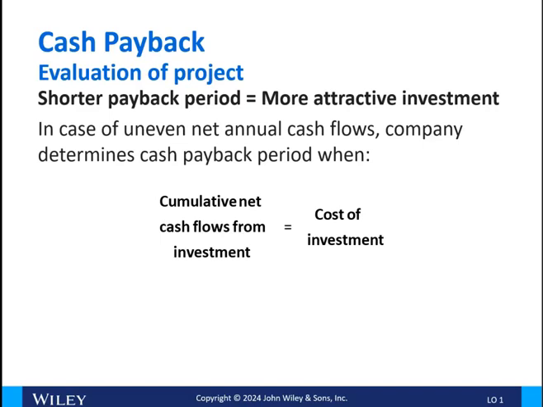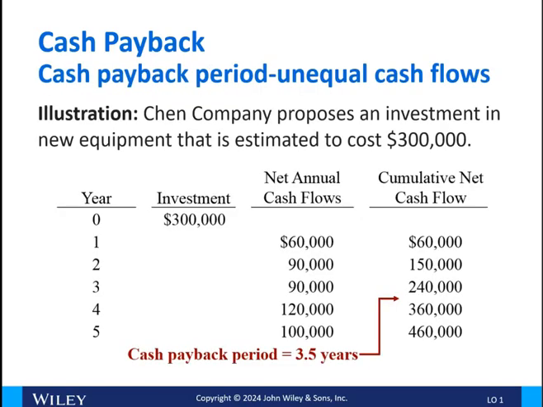Okay, so if it's the same cash flow every year, so it's an even annual cash flow, then we use the formula we just did, the investment divided by those cash flows. If it's uneven, so we have 60,000 one year, 90 the next, 100 the next, something like that, we have to look at the cumulative net cash flows. So in this case, Chen proposes an investment in new equipment that is estimated to cost $300,000.